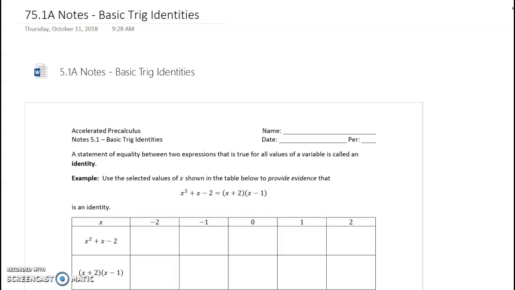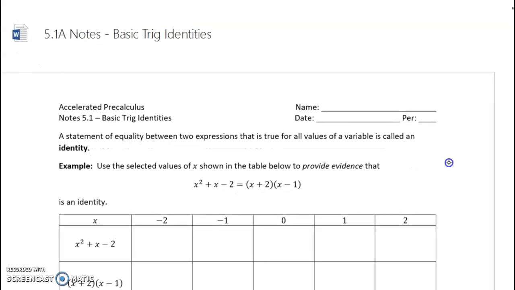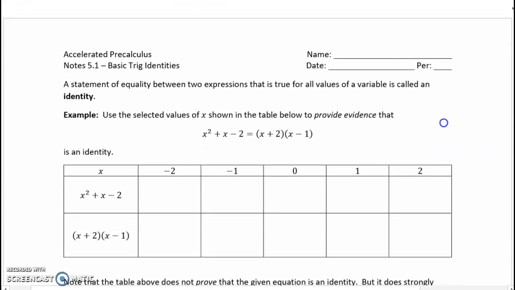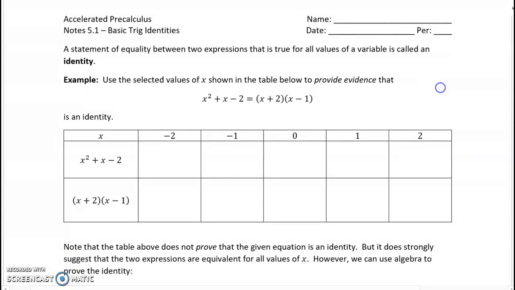We have come to everyone's favorite part of precalculus, namely trigonometric identities. This is a concept that you're actually already familiar with in other realms of math. For example, x plus x equals 2x. That's true for all values of x.